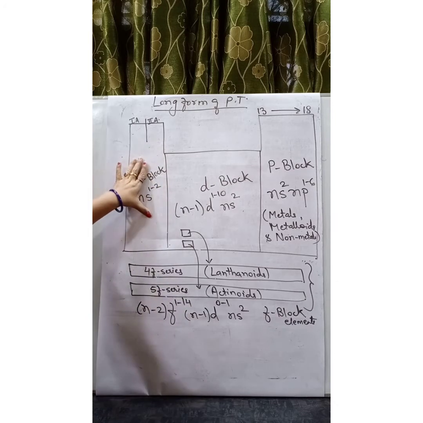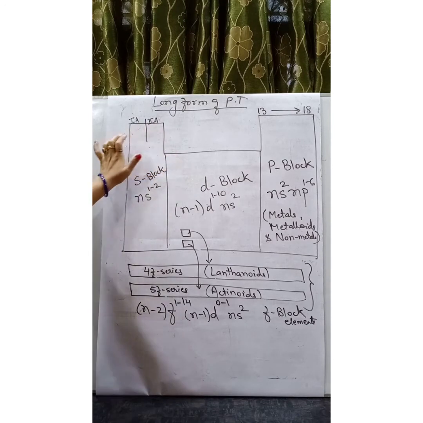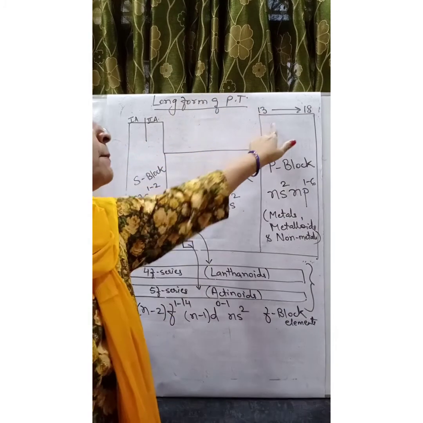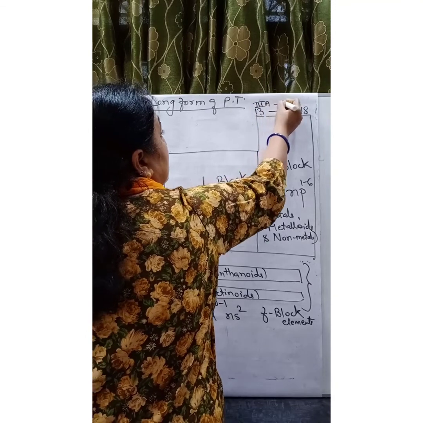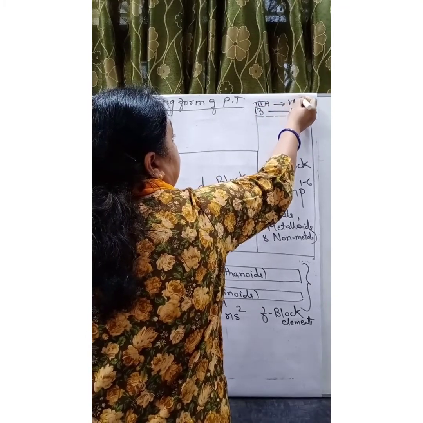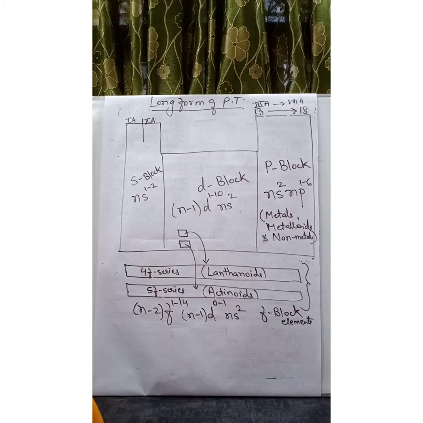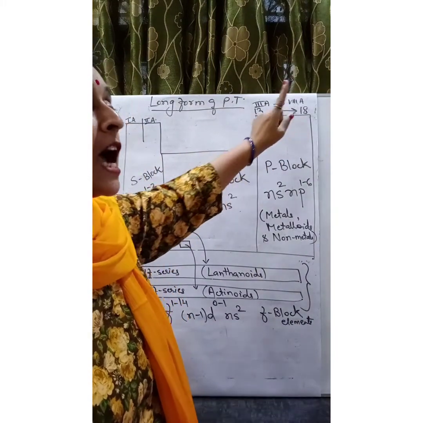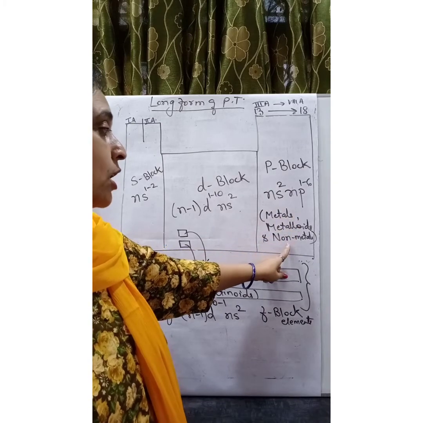So on the left hand side we have s block elements, which include 1A and 2A, alkali metals and alkaline earth metals. Group number we can say 3A to 8A belong to the p block, or according to the modern periodic table we can say group number 13 to group number 18 are the members of the p block, which includes metals, metalloids and non-metals.